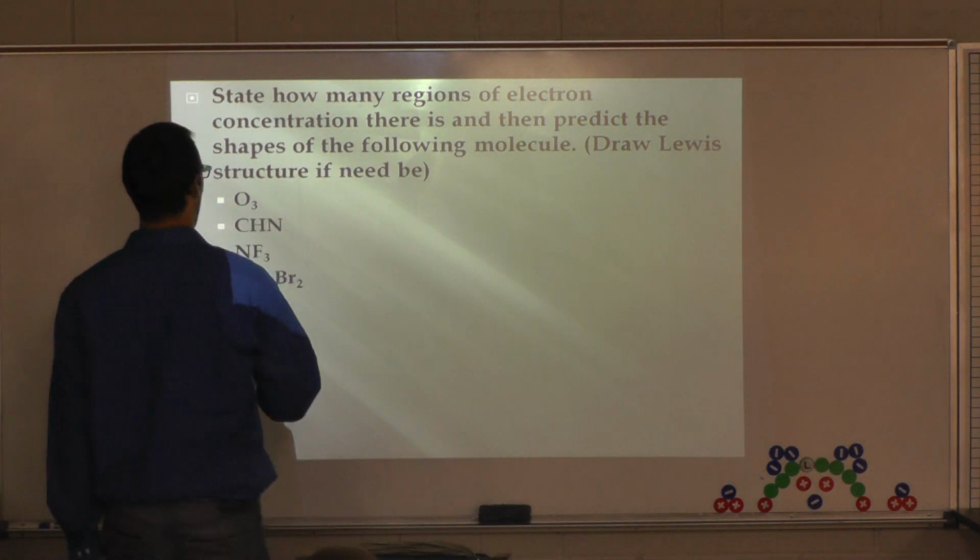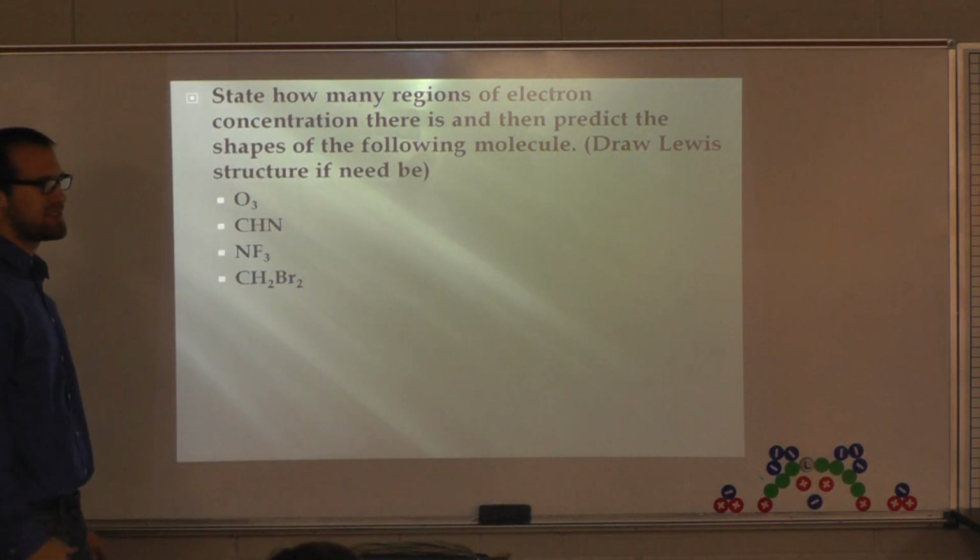So, here's what we're going to do. Then we're going to do these four. I'll do the first one with you guys. We're going to state how many regions of electron concentrations there are. We're going to predict the shape. We could also show the bond polarity, if you want. I can do sigma and pi bonds.